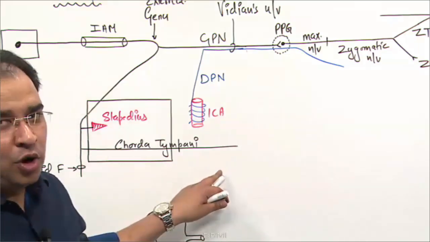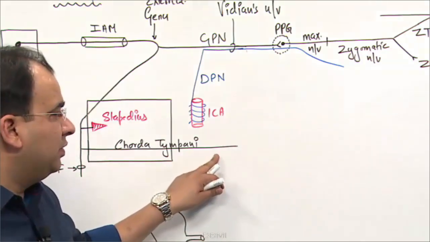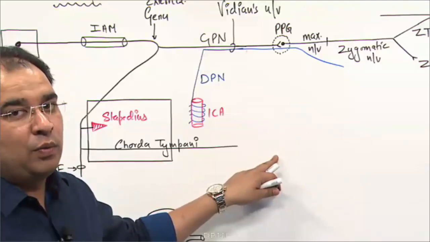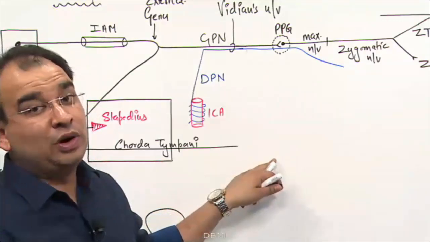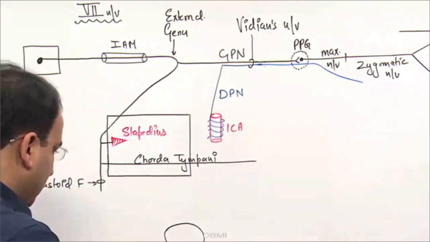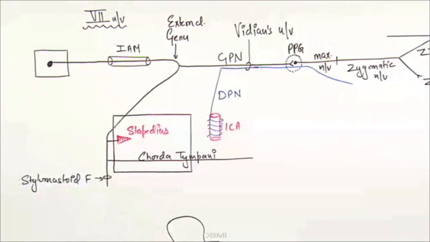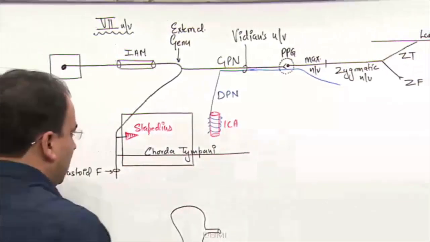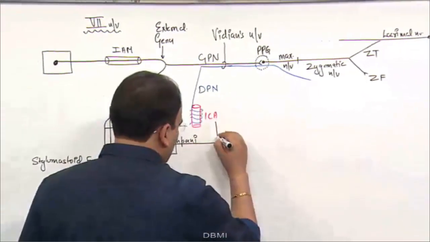What we already know about the chorda tympani nerve is that it joins the lingual nerve, and what we know about the lingual nerve is that it is topographically related to which ganglion? That is the submandibular ganglion. So guys, let's say this is the lingual nerve here, this is the lingual nerve.